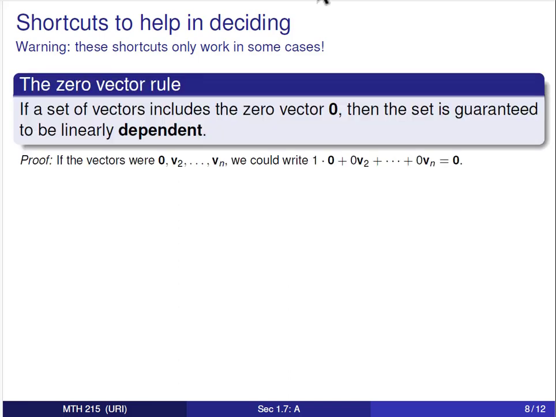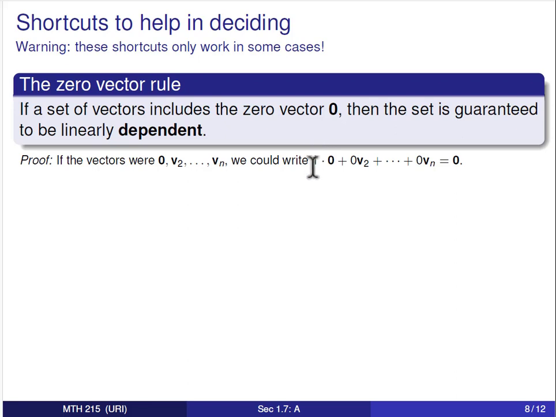Our first rule is this. If your set of vectors includes the 0 vector, then that set is guaranteed to be linearly dependent. Okay? Now, we're actually going to go through the proof. It's not so complicated. The idea is just if your first vector were the 0 vector, and you wanted to test whether this was linearly independent or not, you would just see, can I choose coefficients to make the 0 vector? And I can, actually.